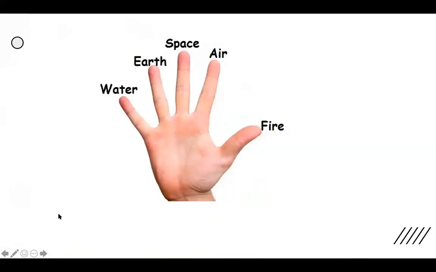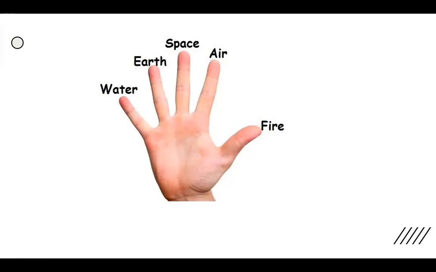Okay, so we have 5 fingers. The 5 fingers represent how many elements? 5, right? It cannot be more than that. So 5 elements, and as you can see, it's fire, air, the middle one is akasha, space, the 4th one is earth, and the 5th one is water. Fire, air, space, earth, water. So these elements, if we are very clear with this.